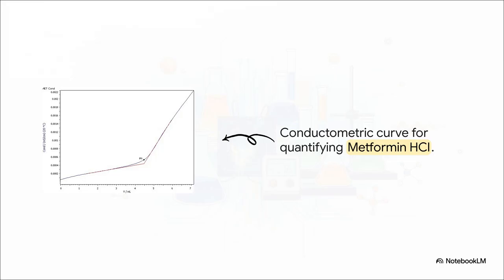Let's ground this with a real-world pharmaceutical application. By tracking the conductometric curve, chemists can quantify metformin, which is a really common diabetes medication. Using silver nitrate as a titrant, they track the chemical interaction that precipitates silver chloride. This graphical curve lets them strictly verify the purity and concentration of the tablets. It ensures patient safety and, again, entirely bypasses the need for a visual color change.